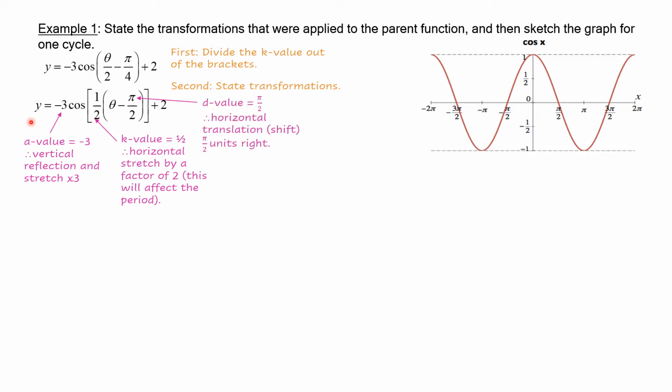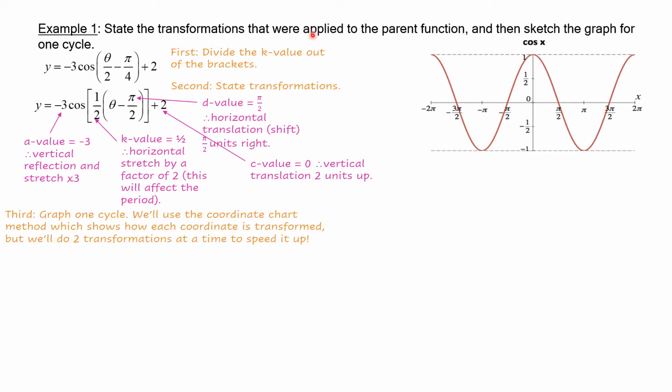The next transformation is the d value of pi over 2. And we're used to having d values of +7 or something, not anything with a pi. But pi is part of the d value here. So it's a horizontal translation. That whole graph is going to shift pi over 2 units to the right. And the last one is the c value. That's supposed to be a 2 right there, not a 0. C value is 2. That's a vertical translation 2 units up. So there's the transformations that were applied.